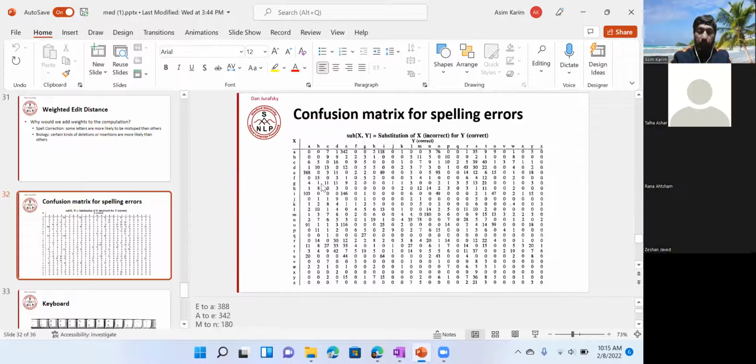So what about M to N? The correct value was N, you had used M, so there's a cost of 180. What about A and S? The correct value was S and you had used A. So the cost is 35. Do you see any pattern here?